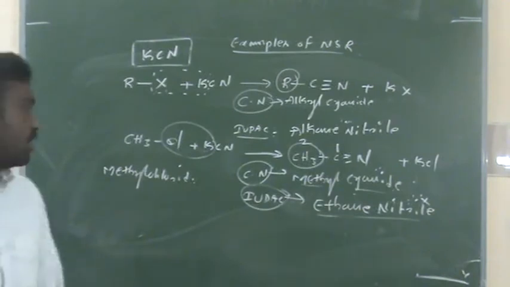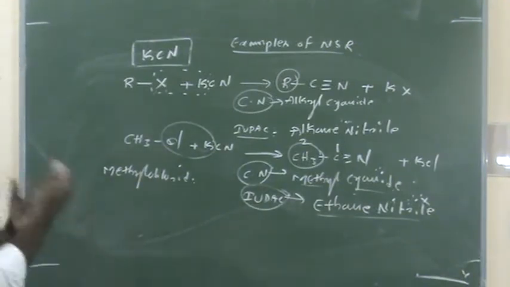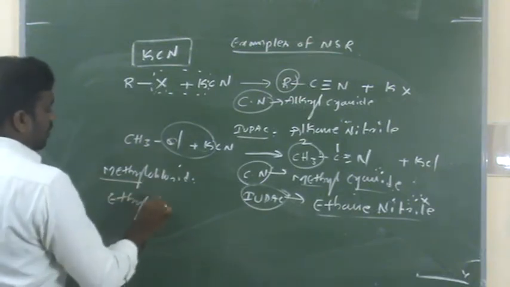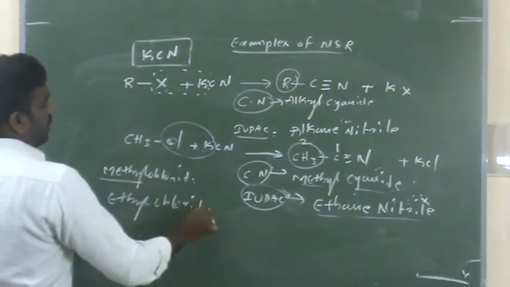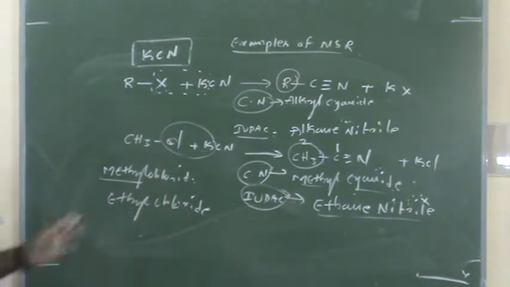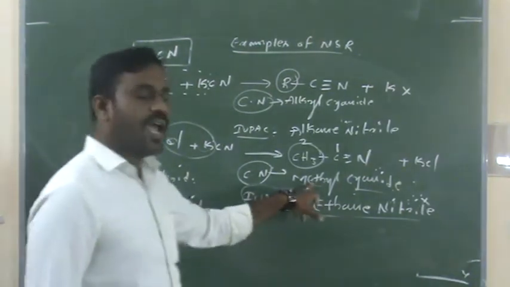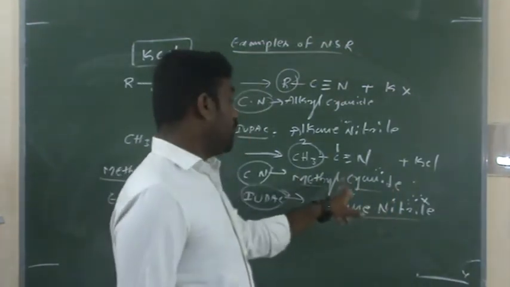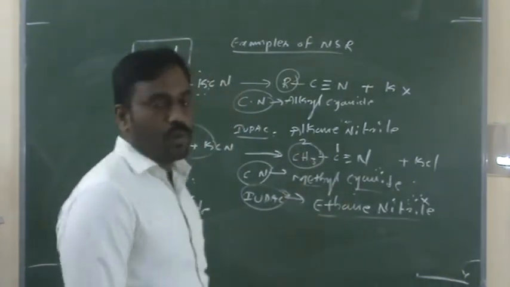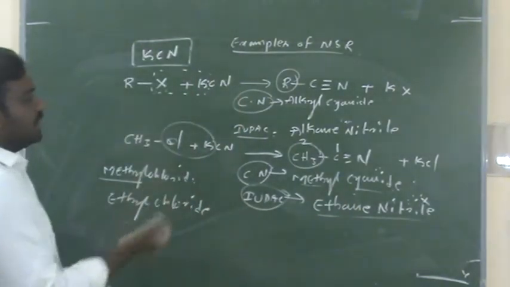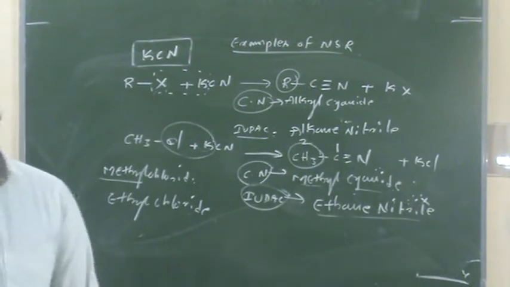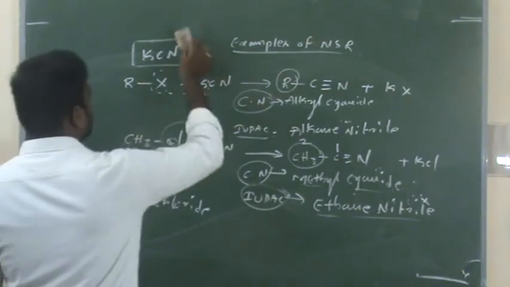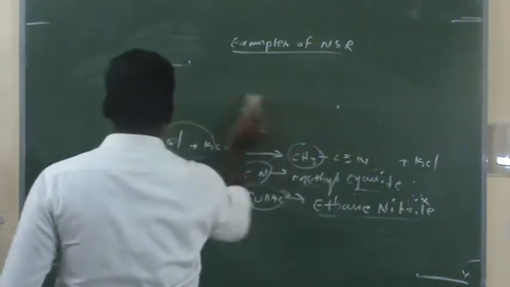In the same way, you can take other examples. Instead of methyl chloride, you can take ethyl chloride. If you take ethyl chloride, you get ethyl cyanide or propane nitrile. Try yourself to work out whatever products you get. Do you understand now? When alkyl halide reacts with KCN, alkyl cyanide is the major product.